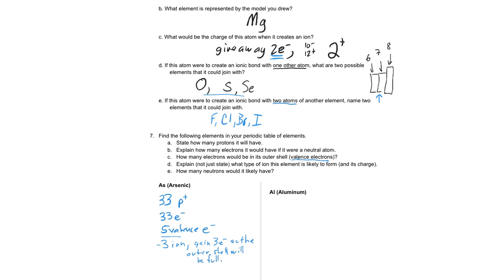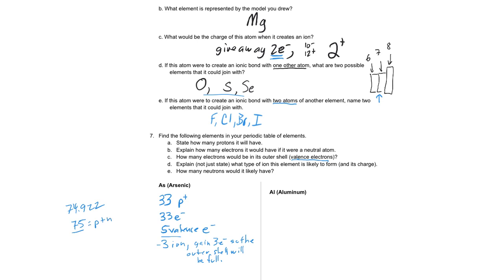All right. Last of all, E, how many neutrons would it likely have? Well, I'm looking at arsenic, and remember there are 2 numbers on there. One number was the number of protons, that's the 33. The other number is the mass, and the mass is the total of the protons and neutrons together. So when I look at the other number, it's 74.922. So that's pretty close to 75.